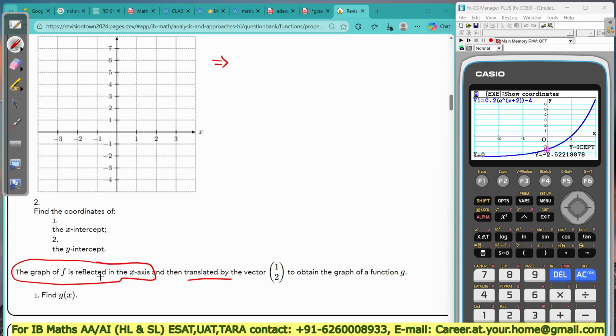Before translation, see, it says "then", which is a word with importance in English grammar. It means first you have to perform this, then you have to perform this, isn't it? So what should be the first part? If you reflect your graph with respect to the x-axis, let me draw this.